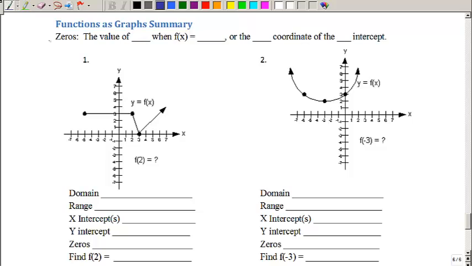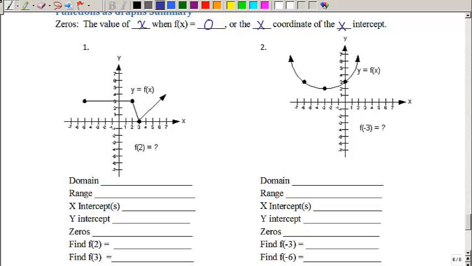We're going to be using zeros a lot this semester, so this is a really good place to introduce that word. Zeros are the value of x when f of x equals 0. Or in other words, the x-coordinate of the x-intercept. So if you can find the x-intercept, you can find the zeros. Let's look at our first graph.